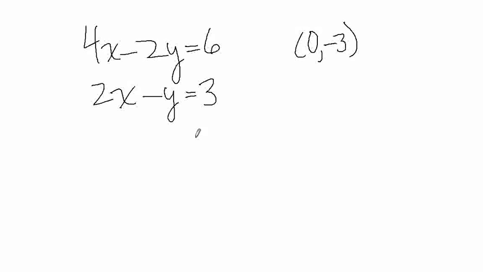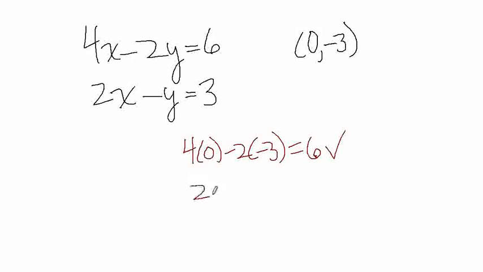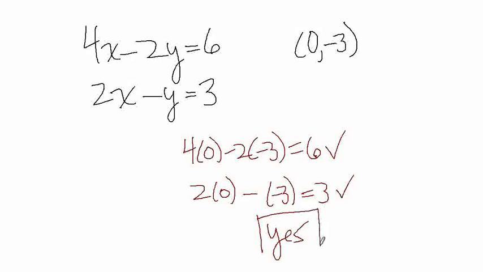So I'll do the necessary replacements. 4 times 0 minus 2 times -3 gives 6. That checks out. Okay, 2 times 0 minus -3, that gives 3. That checks out. So yes, that is a solution. (0, -3) is a solution.